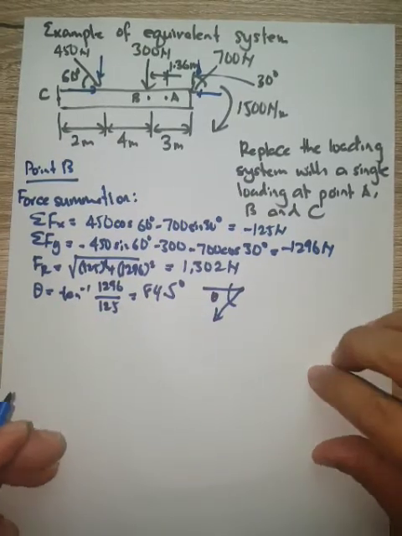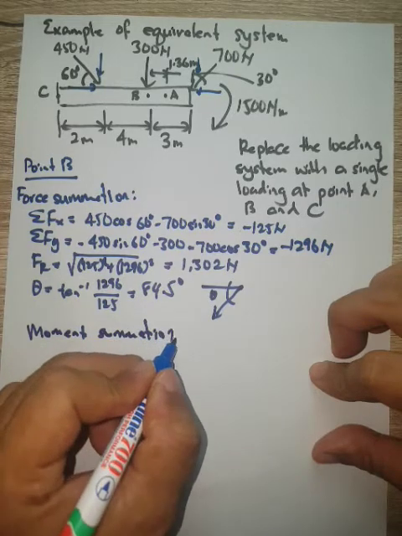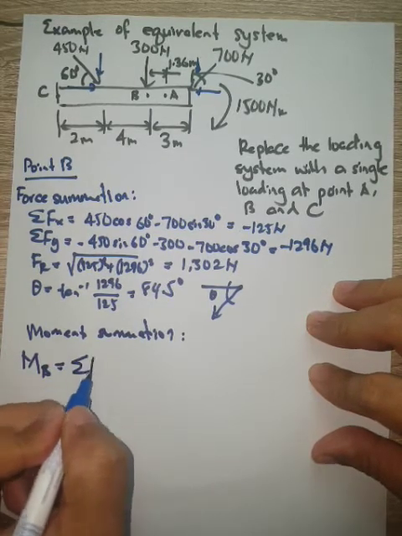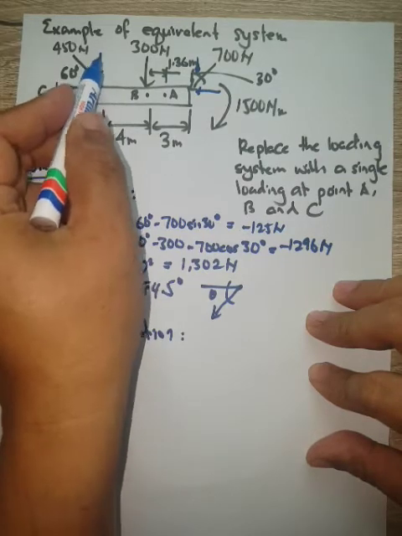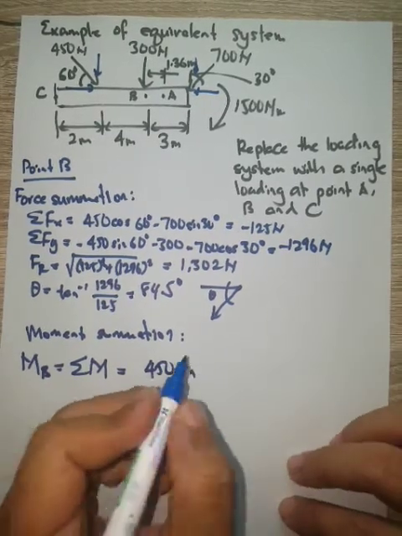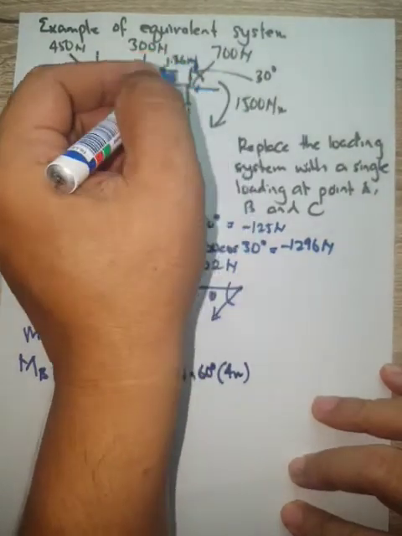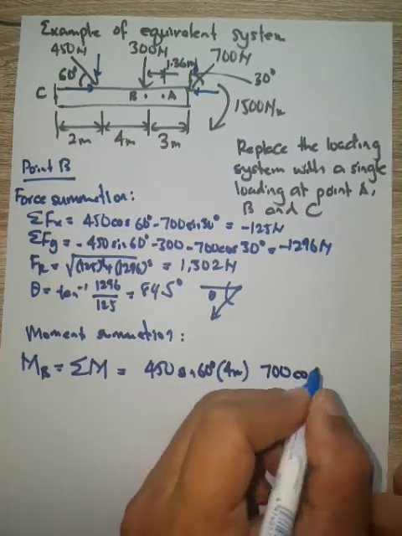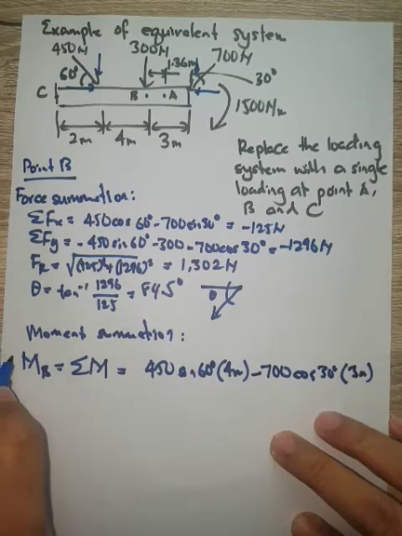All right, next, moment summation at point B. The moment at point B is equal to the total of the moments developed by all the loadings. First we have this downward force, 450 Newton sine 60 degree, with the perpendicular distance of 4 meter. This one is on point B, so 0. And then we have 700 Newton cosine 30 degree. In the previous problem I forgot this cosine 30 degree. With the perpendicular distance of 3 meter. It is clockwise, so it is negative, because counterclockwise is positive.